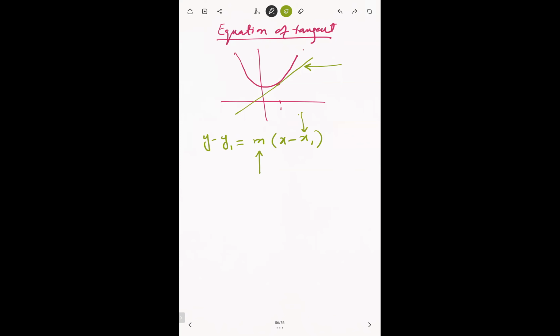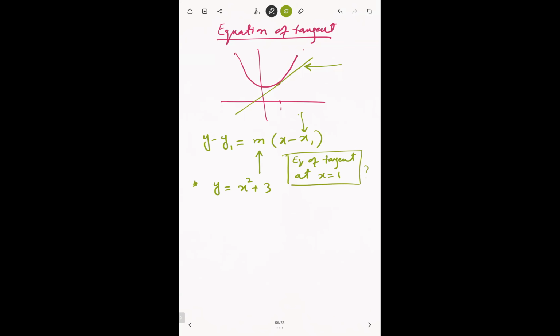Okay, let's take an example. Suppose the curve above has the equation y equals x squared plus 3. Sorry, not x cube, that's a quadratic, x squared plus 3. Now the question is: find the equation of the tangent at x equal to 1. We have to find this equation of tangent.